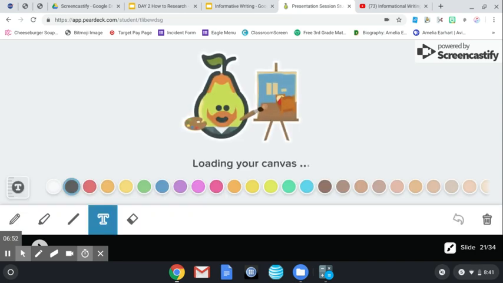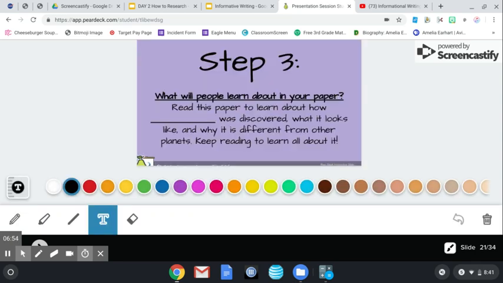Then I'm going to go to step 3. What will people read or what will people learn about in your paper? Read this paper to learn about how blank was discovered, what it looked like, and why it is different. I am just going to type in the title or the name of my planet. This has already all been done for you. Everyone's going to have a very similar introduction because I think it's more important that you know how to write an introduction rather than struggle on your own.